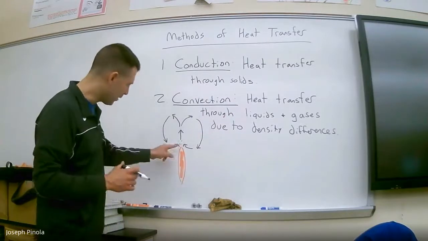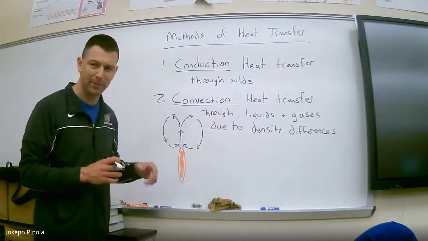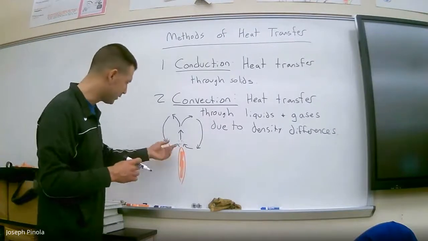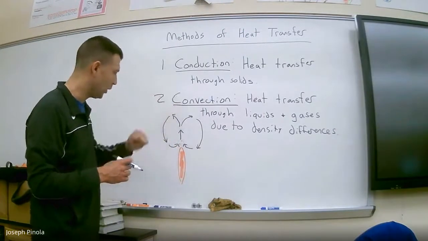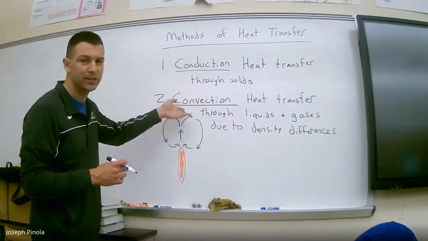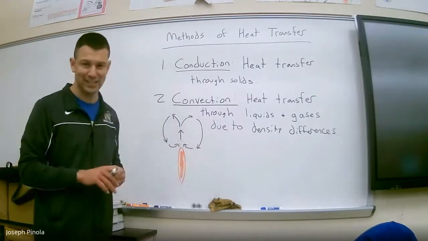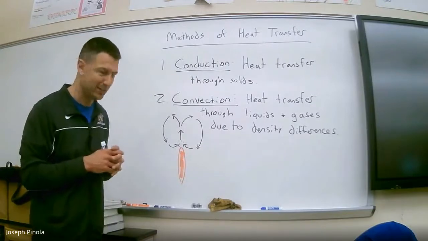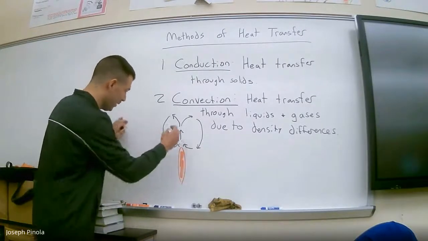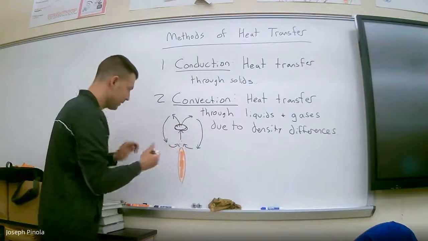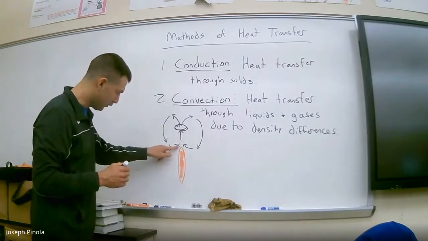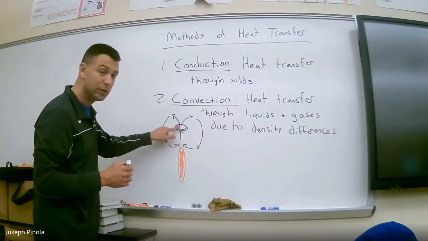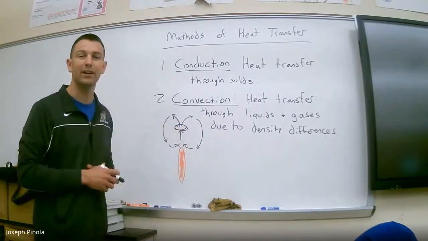We heat up the particles that are directly above our flame or our heat source, and as a result, they become less dense, rise, and then become more dense and cool off and sink down. The end result is that heat is transferred in this case. And when I had my marshmallow above the flame, heat was transferred from directly above the flame to my marshmallow via convection.